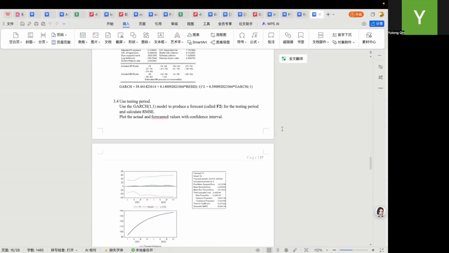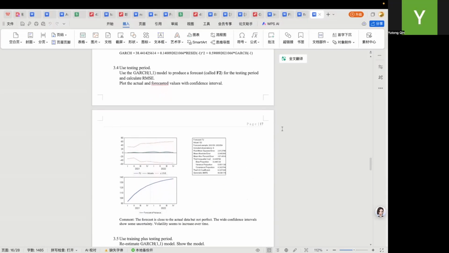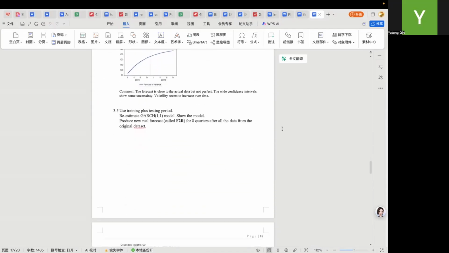After that, we use this model to make the forecast for the testing period. The forecast generally follows the real data, but it's not perfect. The confidence interval is quite wide, which shows there is still uncertainty in predicting investment growth.